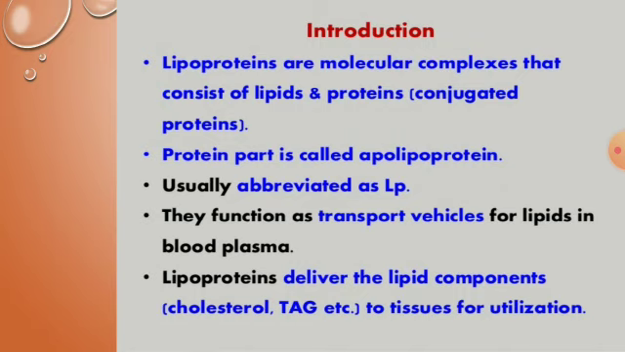Introduction. Lipoproteins are molecular complexes that consist of lipids and proteins. The protein part of lipoprotein is called apolipoprotein. Lipoproteins are usually abbreviated as LP. They function as transport vehicles for lipids in blood plasma. Lipoproteins deliver lipid components such as cholesterol and TAG, that is triacylglycerols, to tissues for utilization.